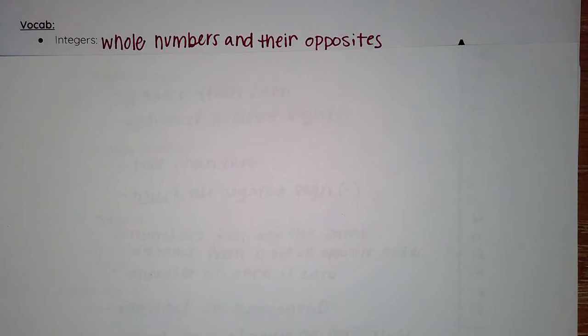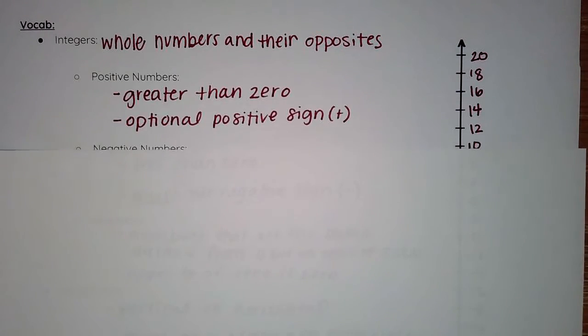Today we are going to talk about integers. Integers are whole numbers and their opposites. So we're not talking about fractions or decimals today, strictly whole numbers. Now, whole numbers could be positive or negative.